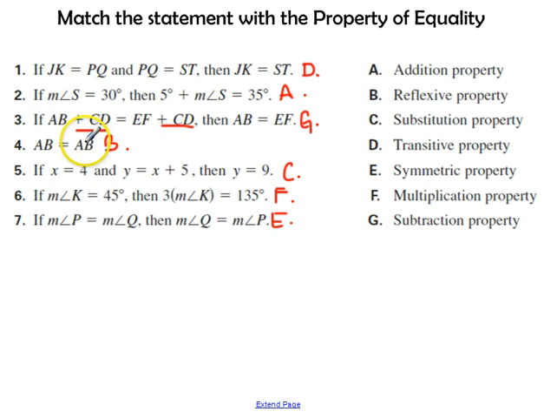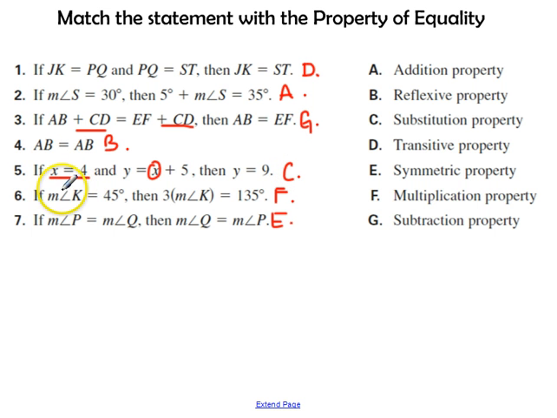Number 4 says the length of AB equals the length of AB. Anything equal to itself, that's the reflexive property. Number 5, if x equals 4 and y equals x plus 5, then y equals 9. What we did was take x equals 4 and substitute it for x so that 4 plus 5 equals 9. That's using the substitution property.